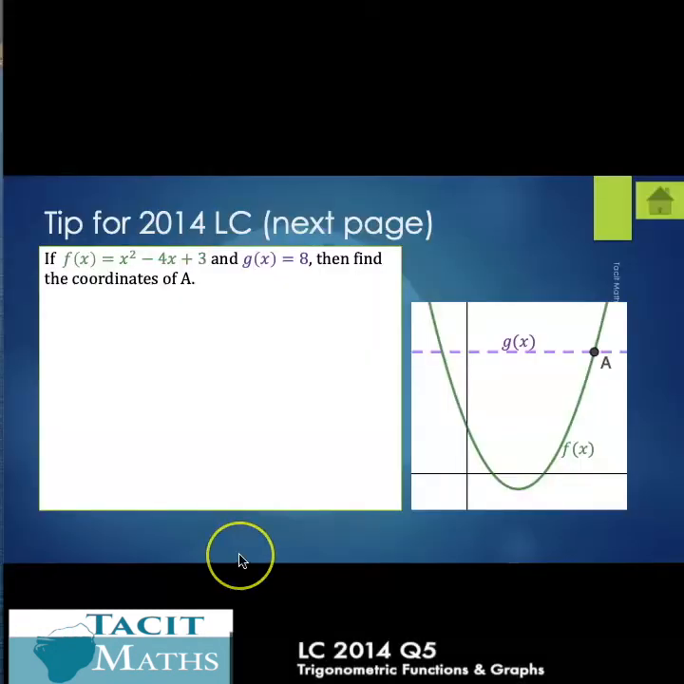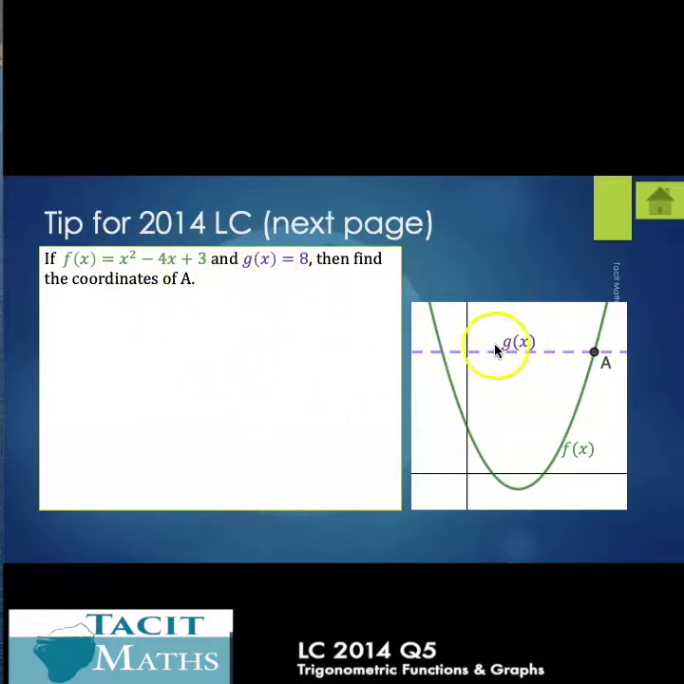Now, before we look at the more difficult trigonometric functions and graphs question from Leaving Cert 2014, let's just look at this very basic, almost a Junior Cert style question, okay? Because we just want to get the theory behind it. And we have a green quadratic function and we have a purple linear function.